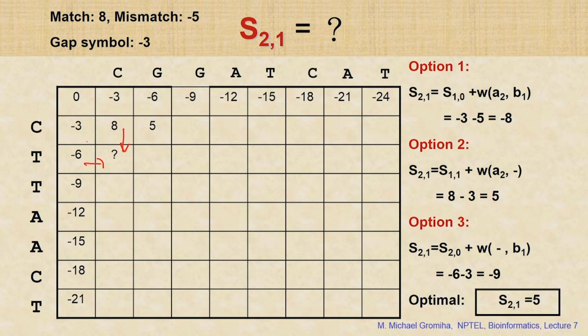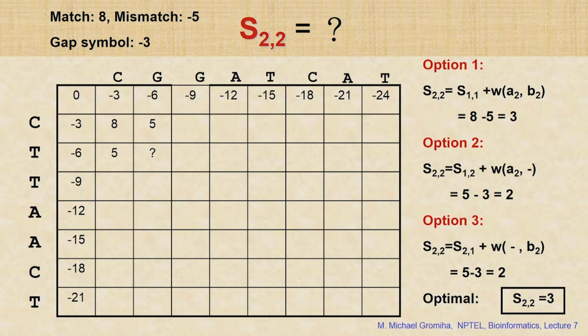These are the options: minus 8, plus 5 and minus 9, right. So, this maximum is 5. So, you put 5 here, fine.